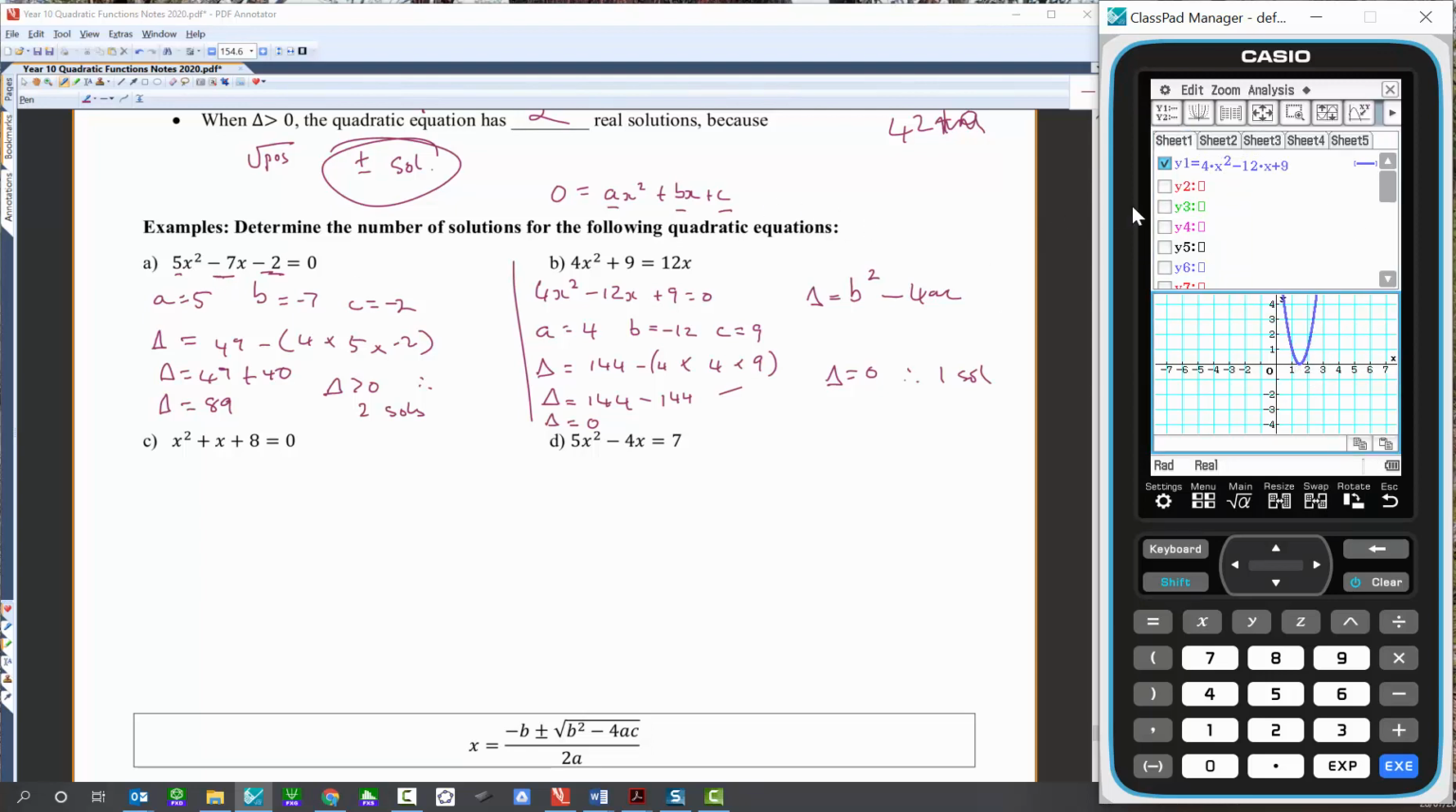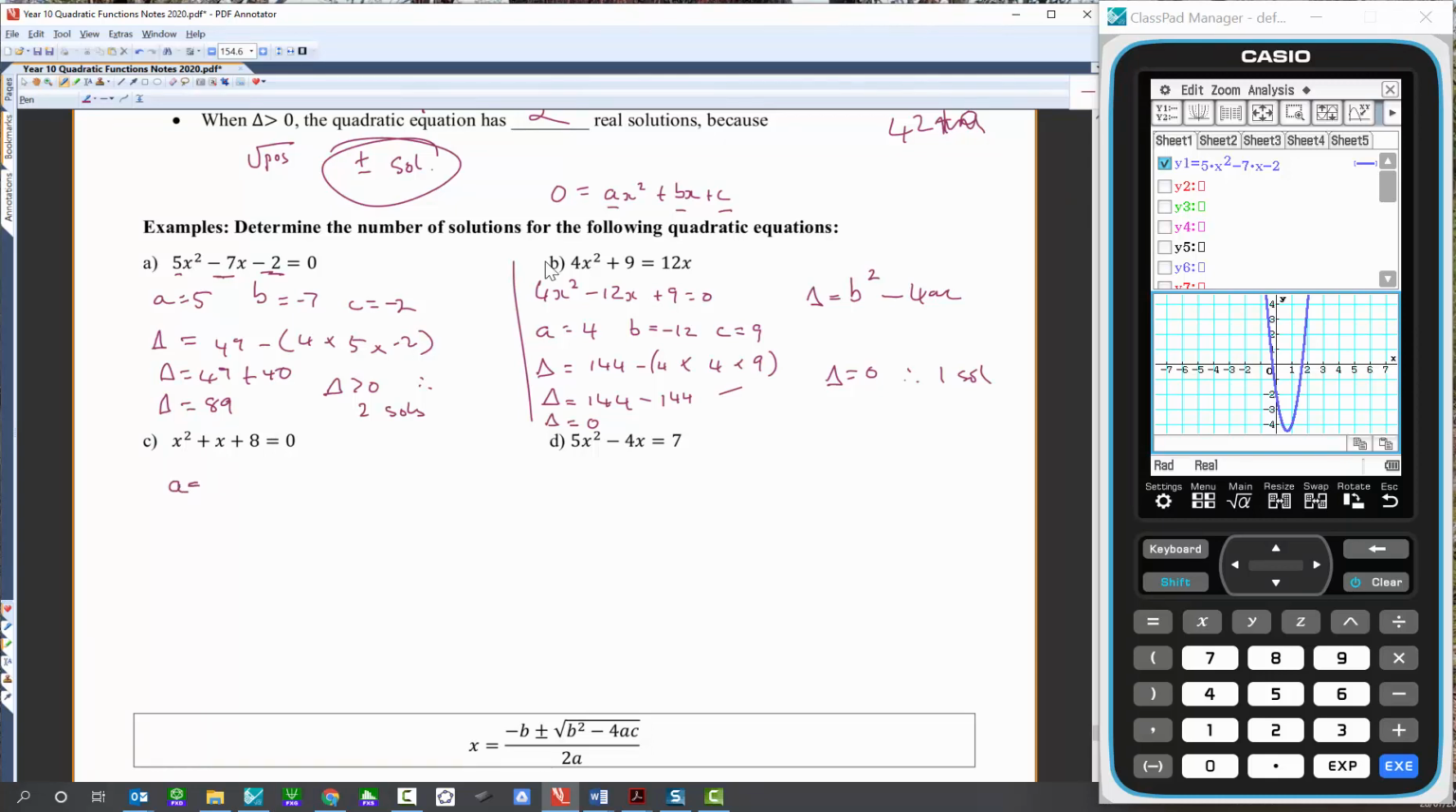Let's do this one here and have a look at that, and we should get 2 solutions or 2 x-intercepts. 5x squared, take 7x, take 2. Yeah, graph it for me. Yep, there's the 2 solutions. All right, let's see what happens with this one. I've got a sneaking feeling this one doesn't have any solutions.